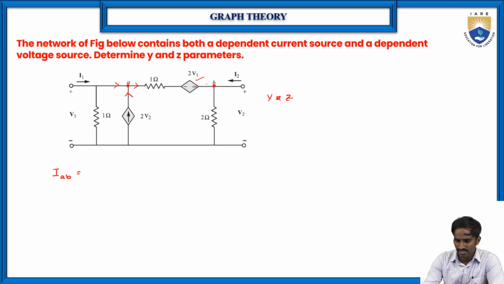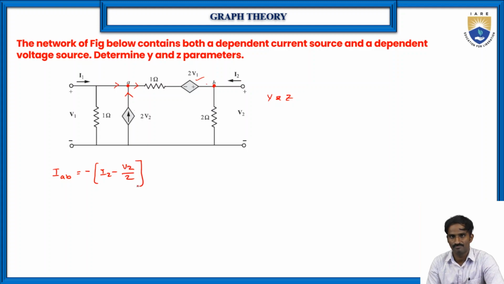the entering current here is I2. Which means if you apply I2 here, I2 is in the opposite direction, but for I_AB we are considering the direction opposite to I2. So that's why let me indicate it with a minus: minus I2, minus the current flowing through this 2 ohm resistor, which is nothing but V2 by 2. So this is I_AB, right?